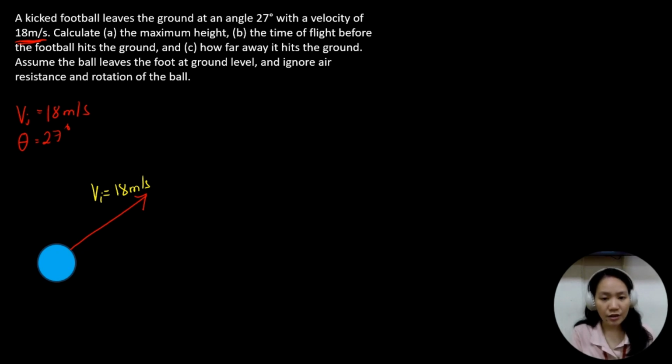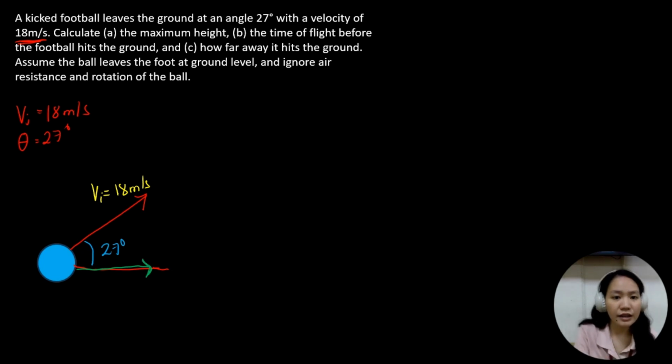Now, this velocity vector creates an angle relative to the horizontal, or to the x-axis, and this angle is 27 degrees. So this is our theta value. All right, now if you notice, since the vector is angled, then this vector has an x component and a y component. And what we learned before, when solving for x and y components, we use trigonometric functions.